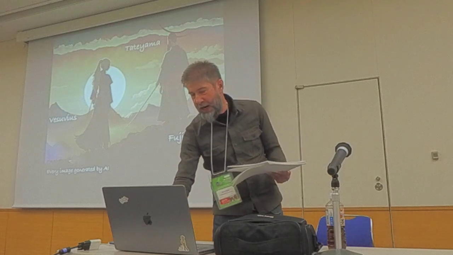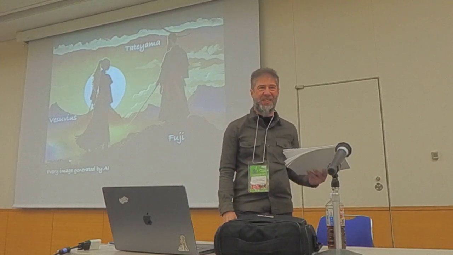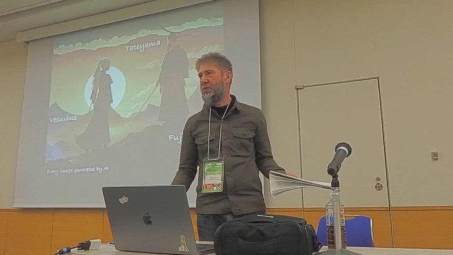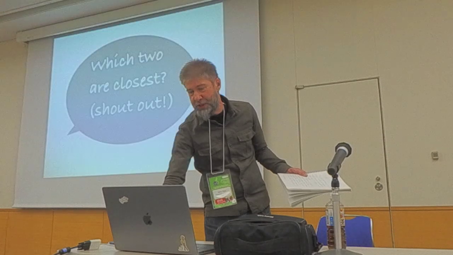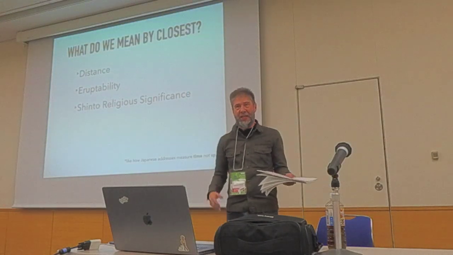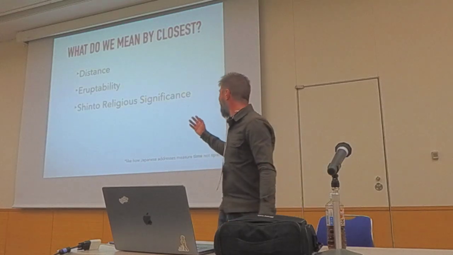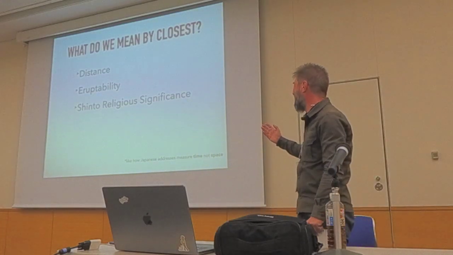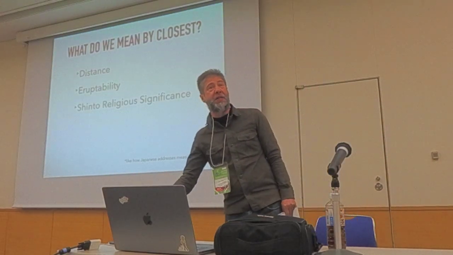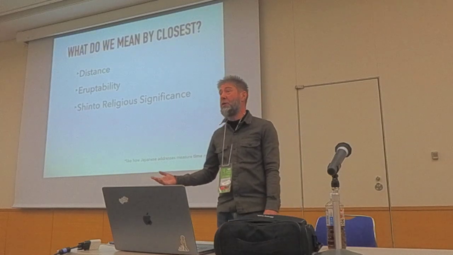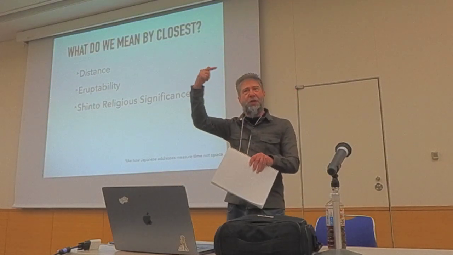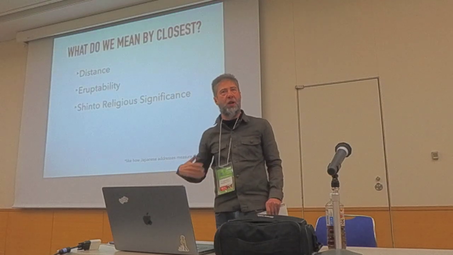Because your brain goes, close means distance, but close doesn't have to mean distance, right? There are other ways things can be close together. For example, eruptibility. I was trying to think of a good word, and that was the best I could come up with. Apologies. Okay, eruptibility. Vesuvius and Fuji would be closer on that scale. Shinto, religious significance. Okay, so those are like 3 dimensions of closeness.